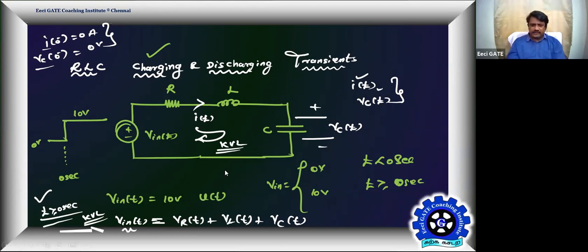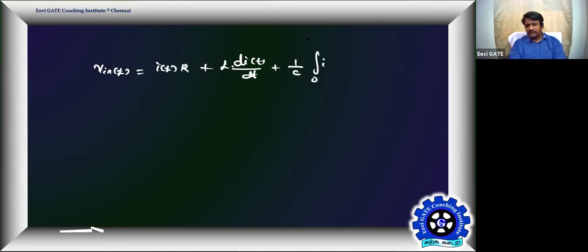So the KVL can be modified as V in of t is equal to I of t into R, that's the voltage across the resistor. Voltage across the inductor, L into di of t by dt. And voltage across the capacitor, 1 by C integral 0 to t, because from minus infinity to 0 it doesn't have any charge, so 0 to t I of t into dt. This is VR, this is VL, and this is VC. Then V in of t at any time is equal to this.